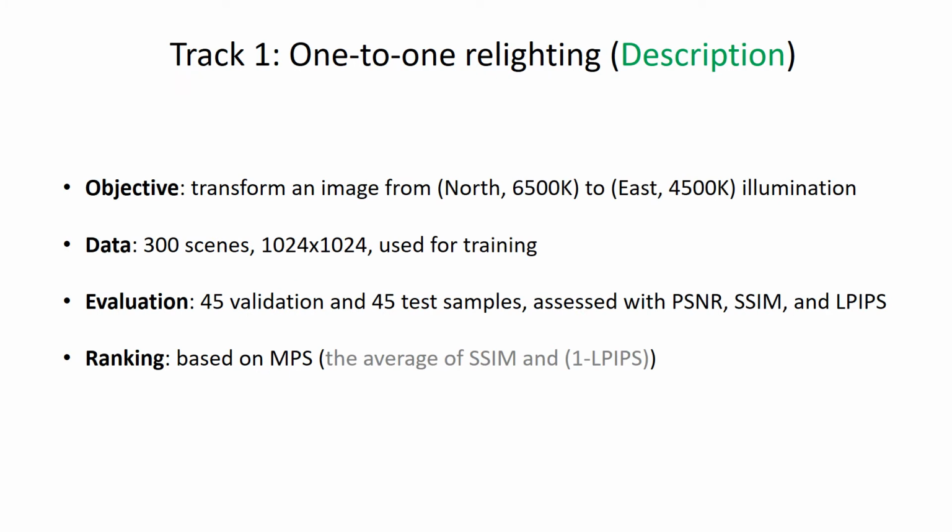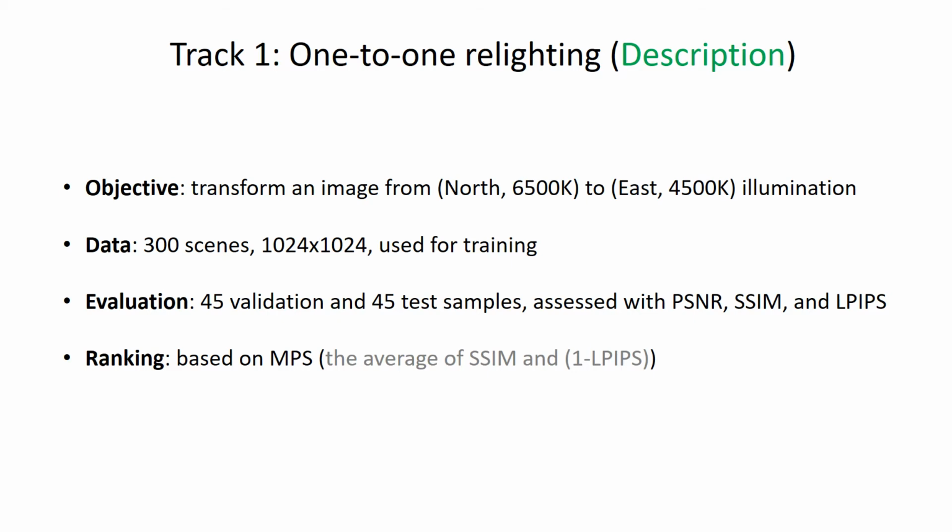The first competition track is the one-to-one relighting. The objective in this track is to transform an image between two fixed and known illumination settings, here from north 6500 to east 4500. The training dataset contains 300 different scenes with 1024 by 1024 resolution for each image. There are 45 images used in validation and 45 test samples, and the results are assessed using PSNR, SSIM, and LPIPS. The final ranking is based on MPS, the mean perceptual score, which is the average of SSIM and 1 minus LPIPS.